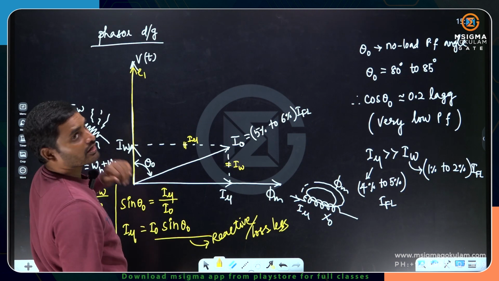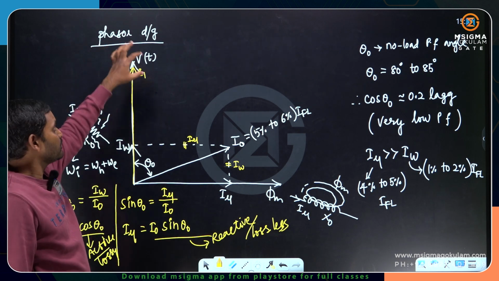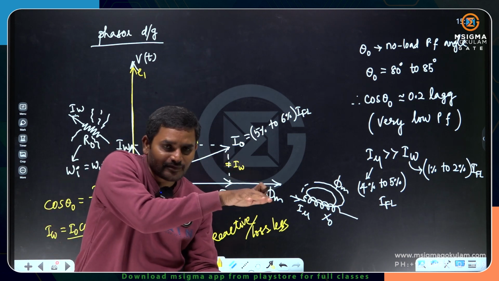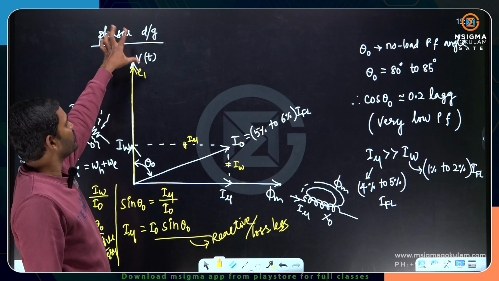E1 is greater than E2, obviously. E1 is almost equal to V, the supply voltage. Why? Supply voltage must be equal to the induced EMF plus the drops in between, no? So there should be a drop. EMF plus drop is equal to supply voltage.